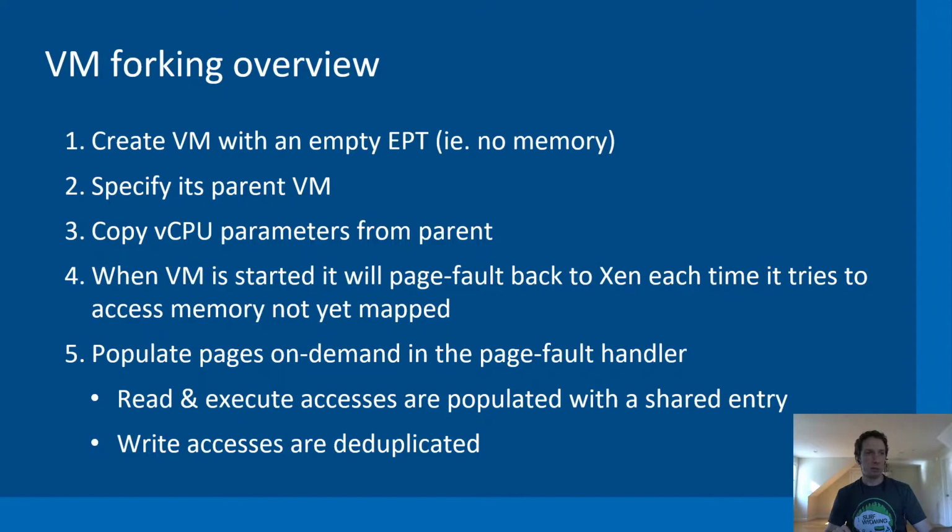In the EPT page fault handler within Xen, we can then populate the page table for this fork VM on the fly, depending on the type of access that was performed when the page fault got triggered. So for example, for read and execute accesses, we can populate the page table with shared entries. That means we didn't actually have to deduplicate the full 4K memory. We just populated the page table for that VM with a shared entry. But if it was a write access, then we would deduplicate the memory completely and just assign that new memory to the fork VM.